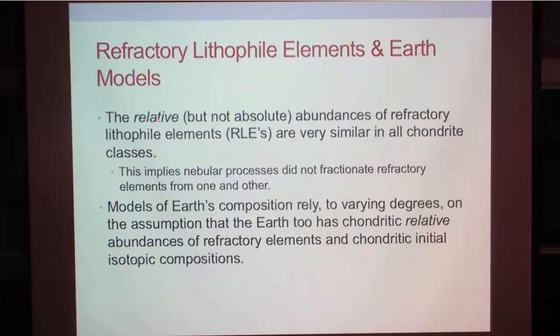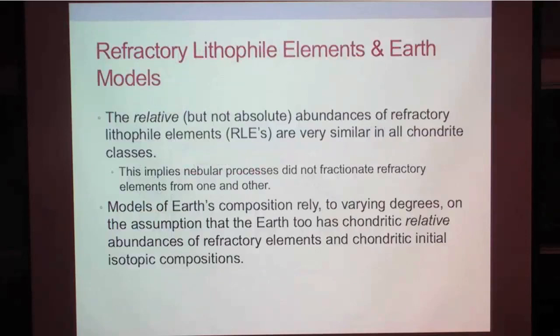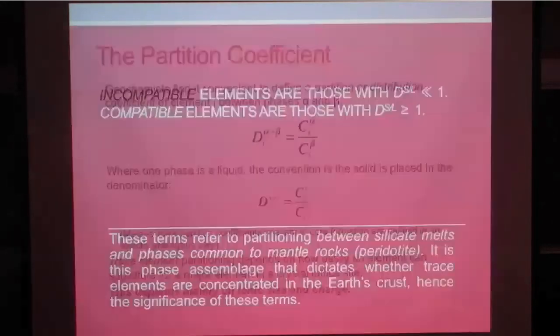Okay, the other thing we can divide elements into is lithophile elements, going into the silicate part, and siderophile, those going into the metal core. For the refractory lithophiles, we'd expect the silicate Earth to have similar ratios or relative abundances to the chondrites, because they're not fractionated in chondrites. They shouldn't have been fractionated in the Earth. So models of Earth composition rely to varying degrees on the ionic size of the substituting ion.